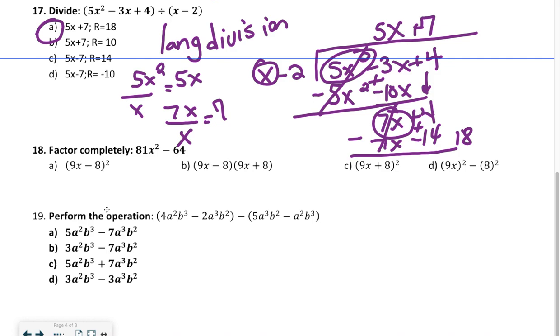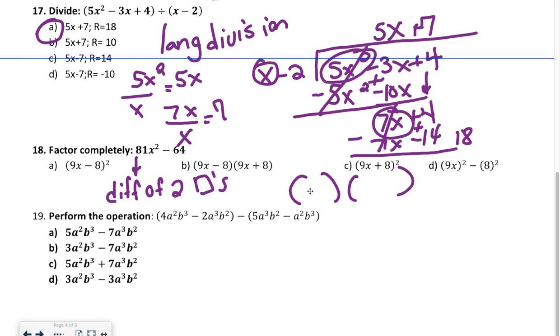Factor completely, so we first check for GCF. There is none. This is a situation of a difference of 2 squares. So remember, that will factor into the same binomial with plus and minus as the only difference. The square root of 81x squared is 9x. The square root of 64 is 8. So 9x plus 8, 9x minus 8, choice B.